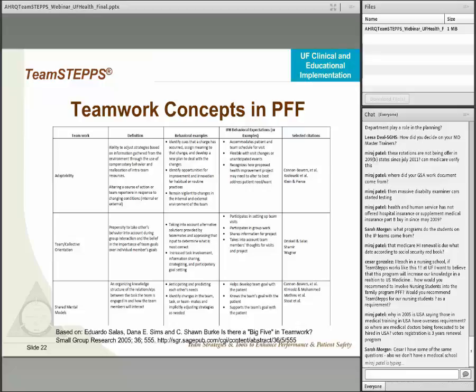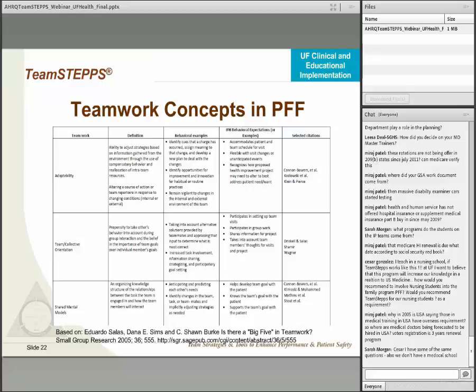When it comes to adaptability, the need perhaps to accommodate patient and team schedule for visit and not be so focused on one's own study schedule for an exam. Shared mental model, we also emphasize with the idea in IFH that everyone understands what the goal is with the patient, what that health improvement project is going to be.